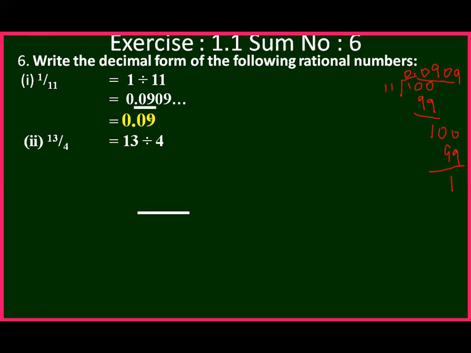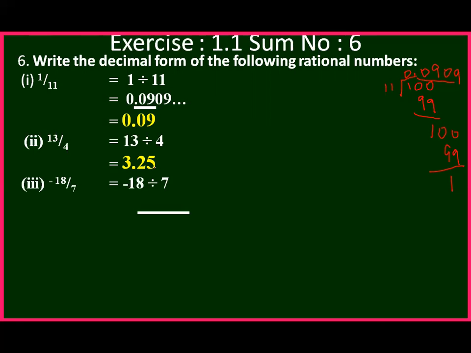The next one, 13 by 4. When you divide 13 by 4, 4 will go into 13 3 times and you will get remainder as 1. In 10 it will go 2 times, 8, and in 20 it will go 5 times. So your answer is 3.25.